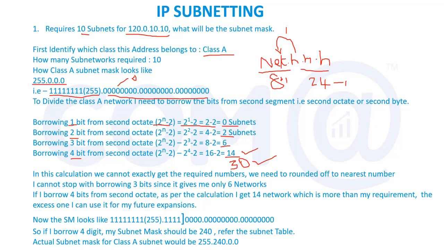I am going to waste 20 networks of it. If I have additional networks, I would have given them for some other requirement. So I am not going to suggest you go for the fifth bit borrowing. Let us stop with the fourth bit itself, because the requirement is 10 subnets. I am getting the closest number by borrowing 4 bits, so I'm just choosing 14 as a number.